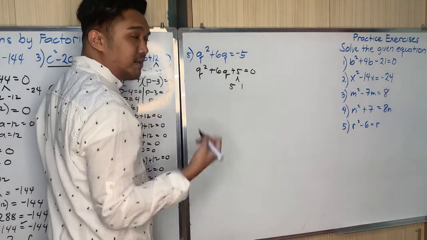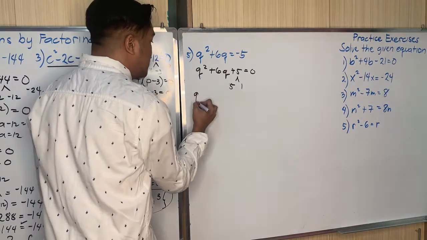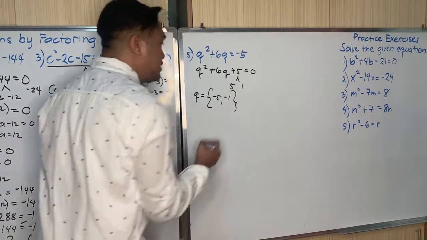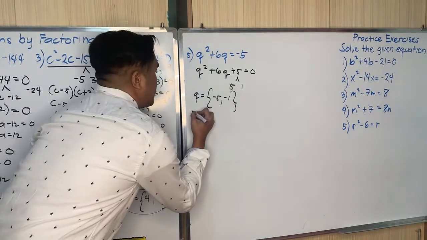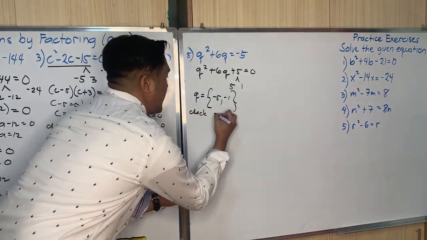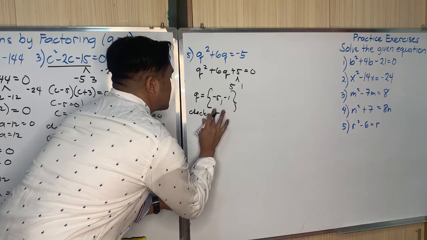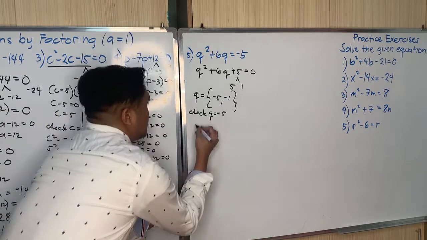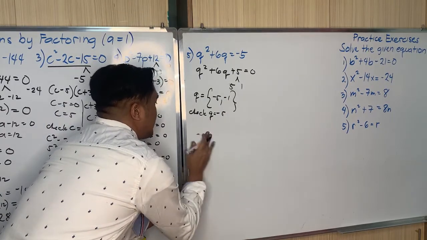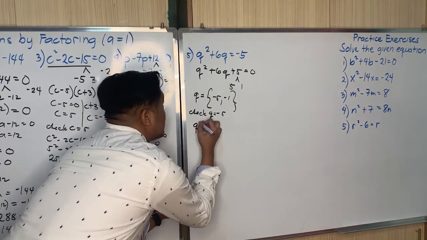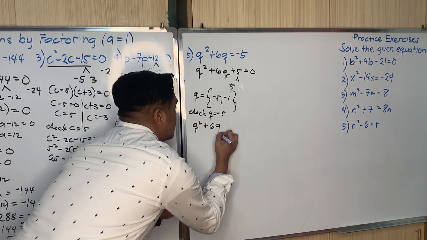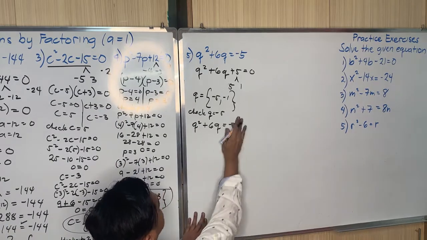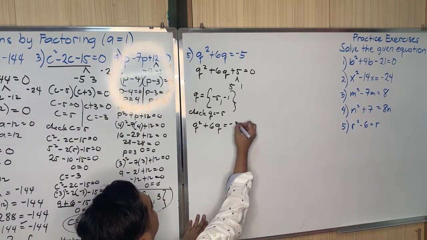Since siya ay positive, palitan mo yung sign. Ang magiging solution set ay negative 5, negative 1. Yun na agad yun. Check natin para maniwala kayo. For Q is equal to negative 5. So, Q squared plus 6Q is equal to negative 5. Pasok natin. Oo, tama, negative 5.